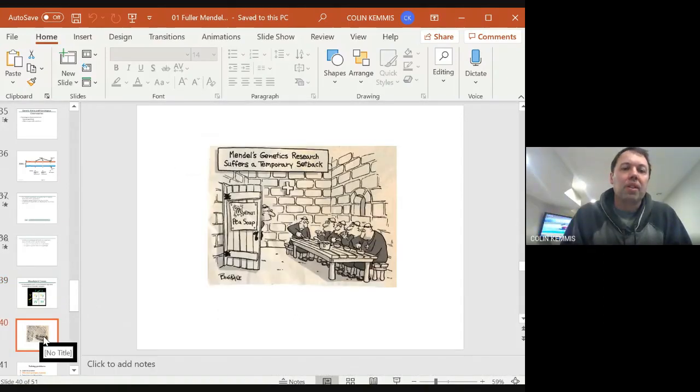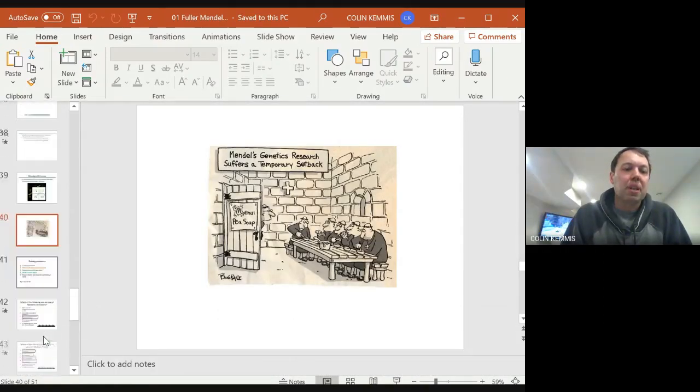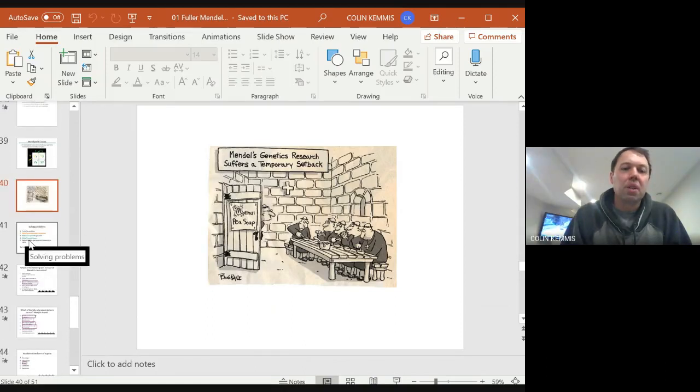There's a little joke about Mendel and his peas. It's a good one.